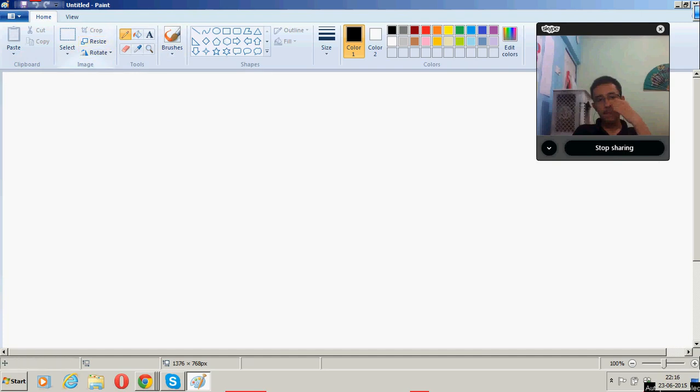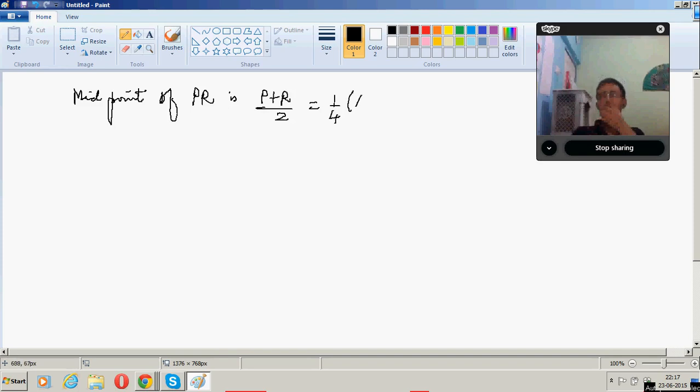So the diagonals bisect each other, meaning what? The midpoint of the diagonals is the same. So what do we do now? (C plus R) upon 2. Yeah, of course you know it. I know you know it, but I am just trying to be more pedantic here. Midpoint of PR, so that you get to, is, right?